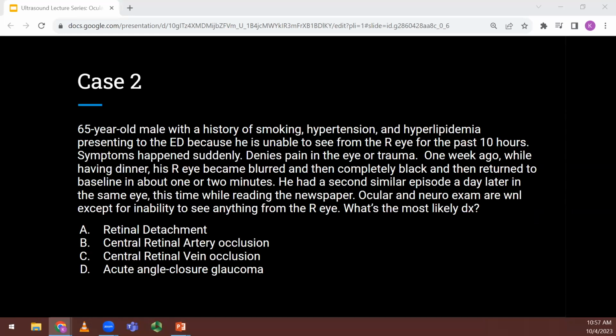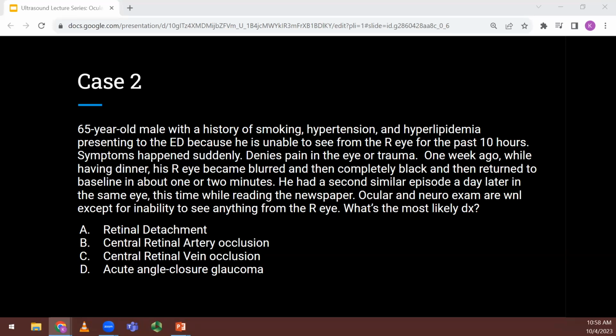Okay, 65-year-old male with history of smoking, hypertension, hyperlipidemia, presenting to the ED because he's unable to see from the right eye for the past 10 hours. Symptoms happened suddenly, denies any pain or eye trauma. One week ago, he was having dinner. His right eye became blurred, then completely black, and returned back to baseline in like 1 to 2 minutes. Later on, he was reading the newspaper, and something similar happened. Ocular and neural exams are within normal limits, except for inability to see anything from the right eye. What is the most likely diagnosis?